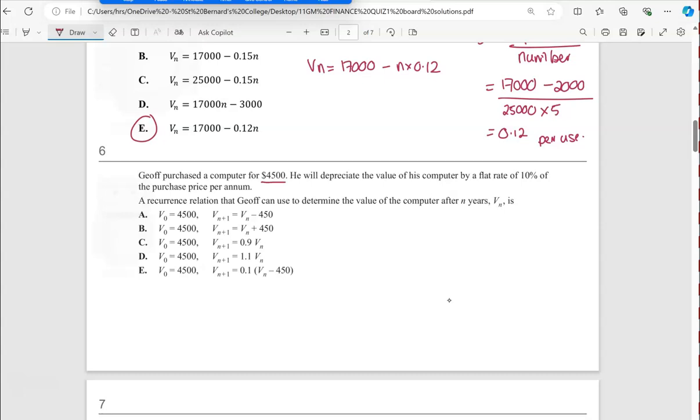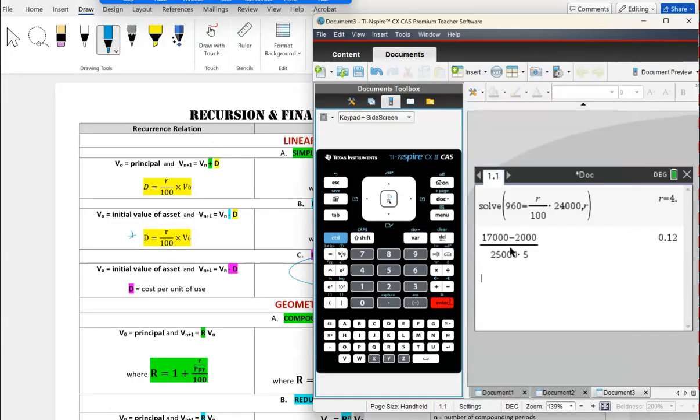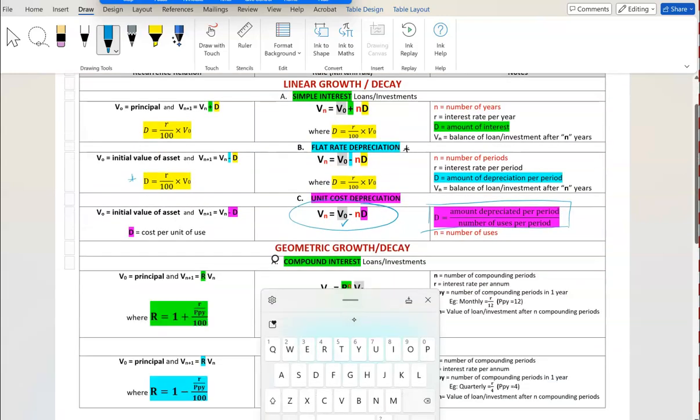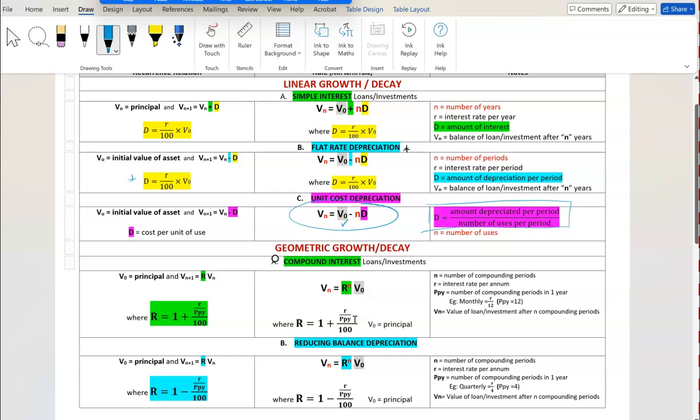All right. Jeff purchased a computer for 4,500. So this is VO. It depreciates using the flat rate of 10%. So there's little r. The recurrence relation. So if you go to your recurrence relation for flat rate, it is here. So flat rate, you want the recurrence relation. So you've got to write VO, then it's VN plus 1 and a minus D. So this is what you're going to be using.